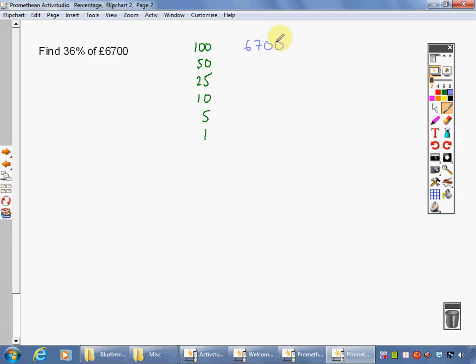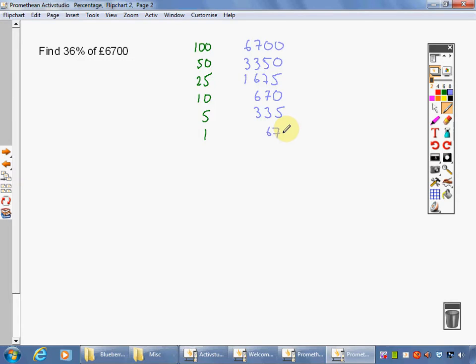So 50% will be half of that, which is 3350. Half of that would give me 25%, which is 1675. 10% will be a tenth of 100, which is 670. 5% will be a tenth of the 50, which is 335. And 1% will be a hundredth of the 100, which is 67.